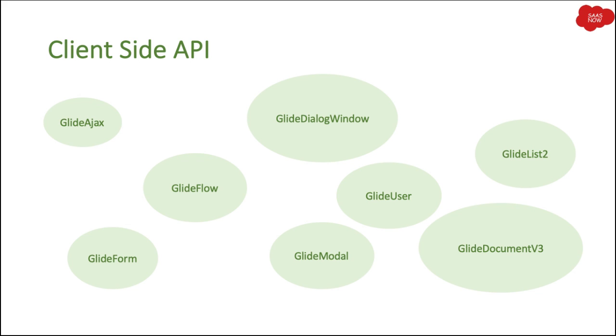Client-side API. As I mentioned in my previous slide, there are some others as well, like Glide Ajax, Glide Flow, Glide Form, Glide Model, Glide Dialog Window, Glide List 2, Glide Document V3. These are some other client-side APIs as well.